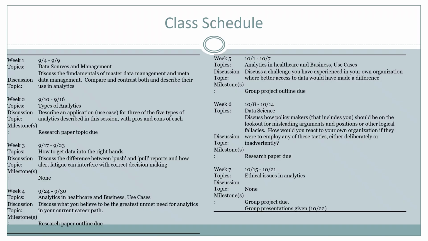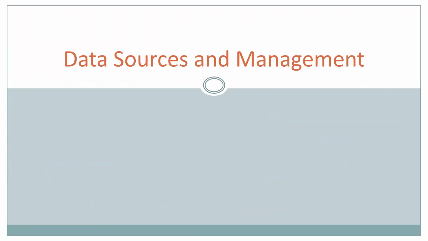Week six, we talk about data science and some of the issues there, and that's when your research paper is due. And then week seven, we talk about ethical issues in analytics, and that's when the group project is due. And again, those presentations are on October 22nd. So that is the housekeeping for the course itself.